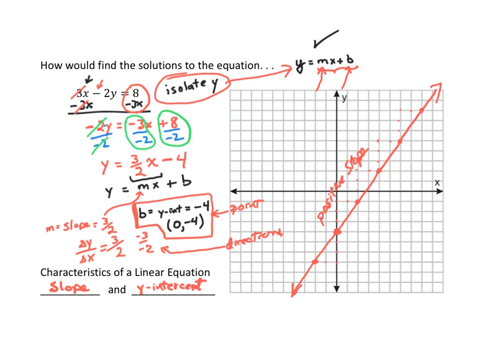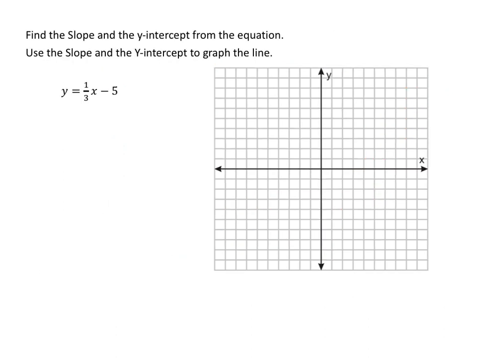Okay, so don't put a point at 3, 2. That's not what this slope means. Okay, let's try another one. So here's one. It's already in slope-intercept form.